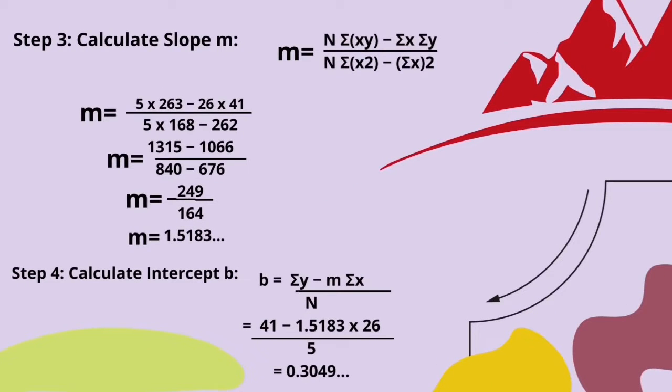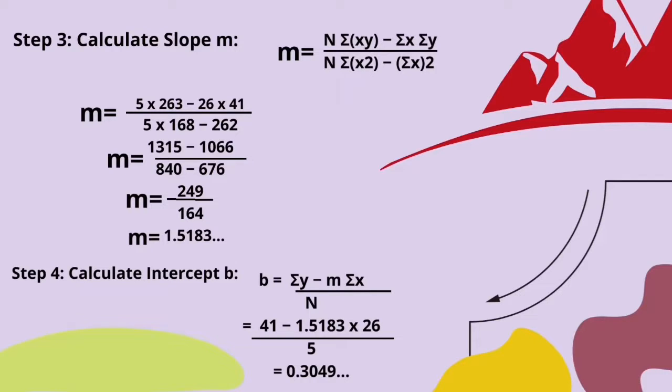Step 3. Calculate the slope m using the formula m is equal to n multiplied by the sum of xy minus the sum of x multiplied by the sum of y, divided by n multiplied by the sum of x squared minus the square of the sum of x. Meanwhile, m is equal to the number of points 5 multiplied by 263, the sum of xy, minus the sum of x, which is 26, multiplied by the sum of y, 41, divided by 5 multiplied by 168, the sum of x squared, minus the 26 squared.